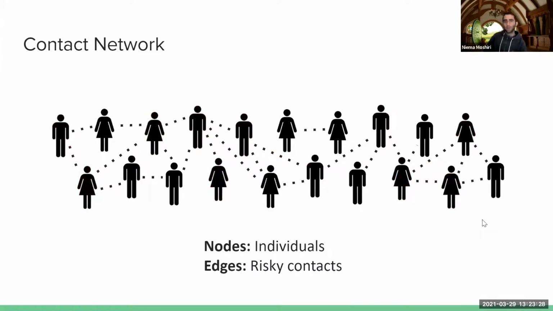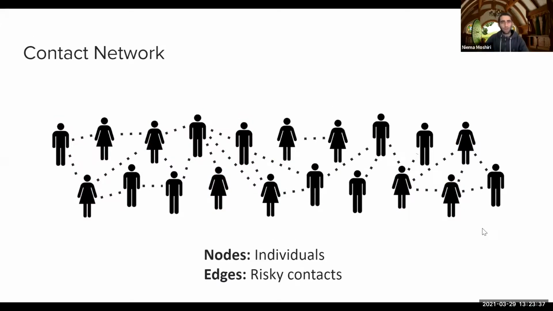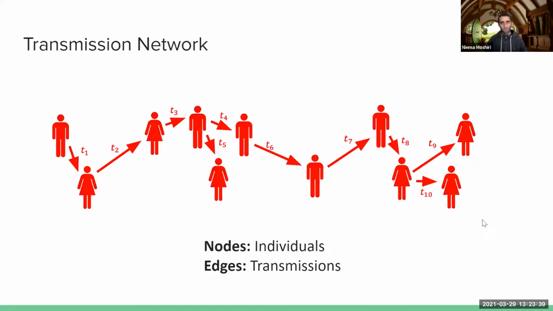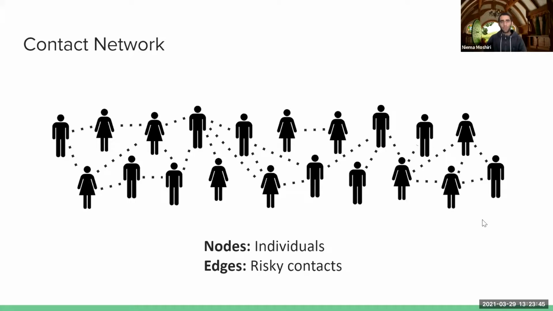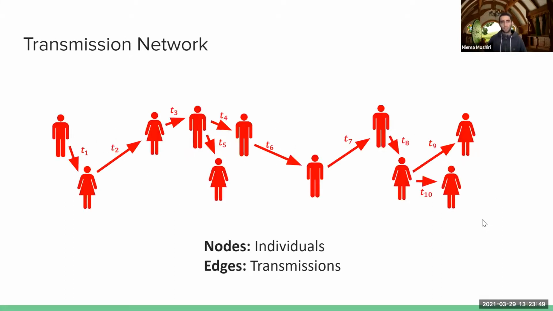Okay, so contact network nodes are people, and edges, so connections between people, are some interaction that those people have across which a virus can transmit. Then we have what's called the transmission network. The contact network is just all interactions that people have across which a virus could theoretically transmit, versus the transmission network, which is now a subnetwork of the actual transmission events that did happen.